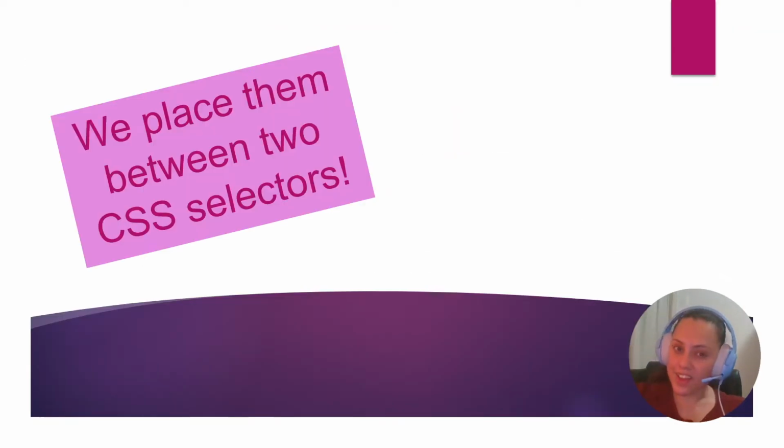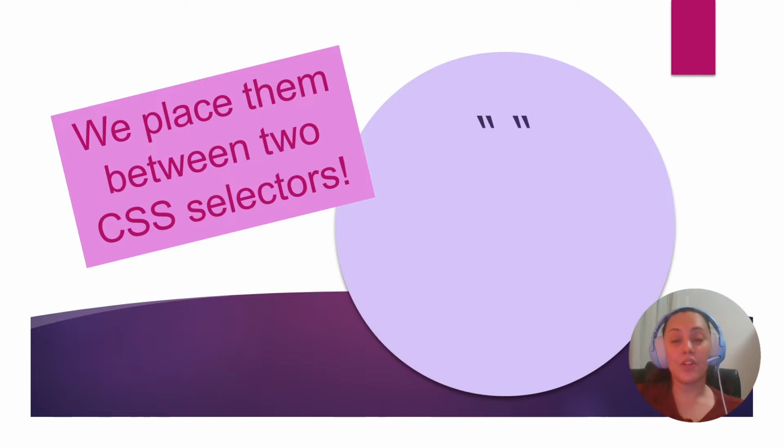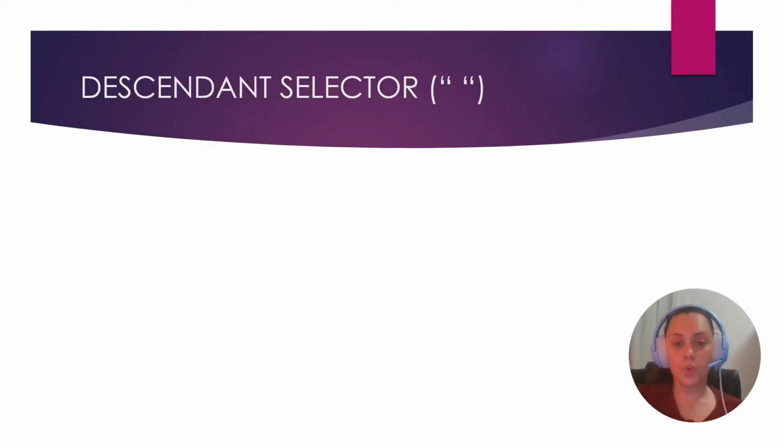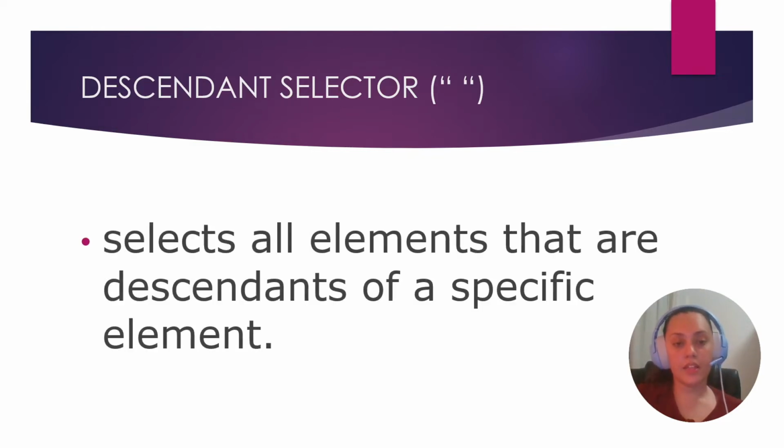And how do we do that? We just need to place them between the two CSS selectors. And when I say them, I'm talking about the simple space, the greater than sign, the plus sign, and the tilde sign, okay? So the first one is the Descendant Selector, which is the simple space. The simple space is used to select all elements that are descendants of a specific element.